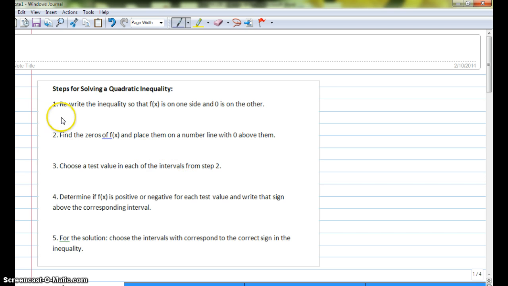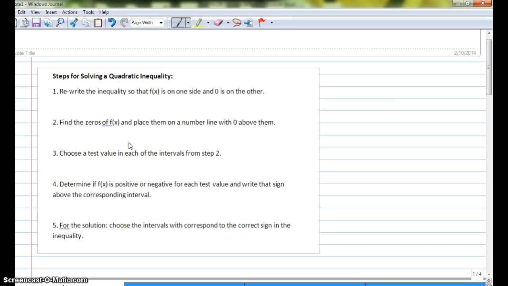The first thing we're going to do is rewrite the inequality. We're going to add or subtract things so that we have a quadratic function, an x squared function, on one side, and 0 on the other. The second step is going to be to find the zeros of our quadratic function, so you'll be doing that by factoring or the quadratic formula. And we're going to make a number line and put 0 above them, because that's going to be where it's 0.